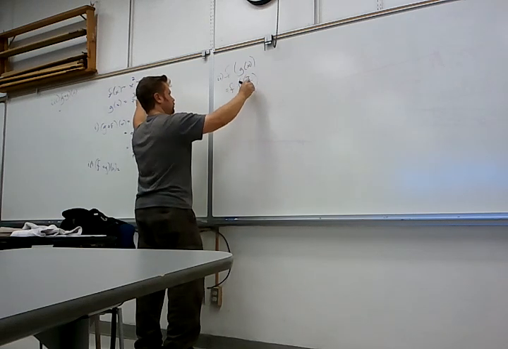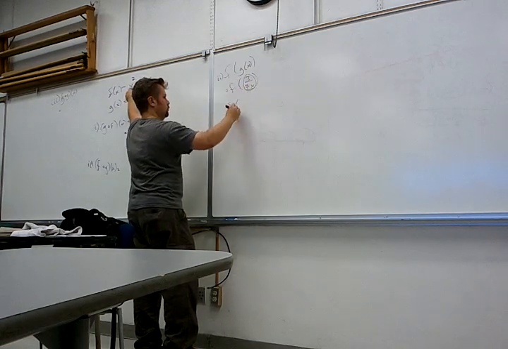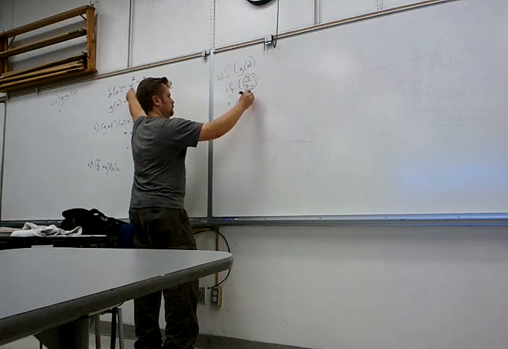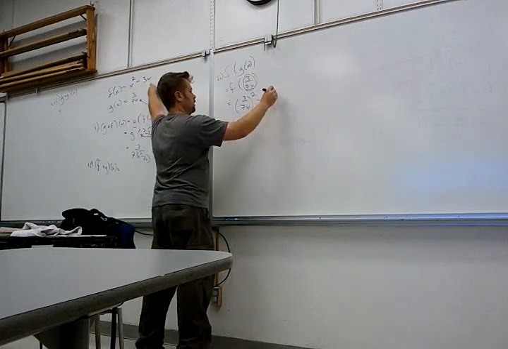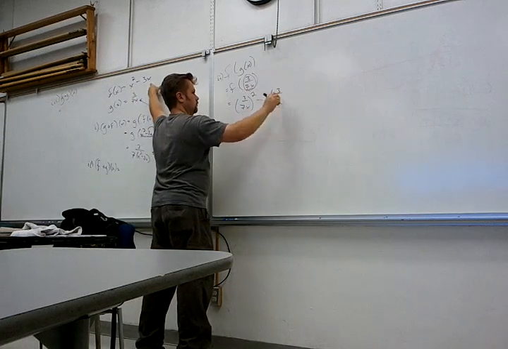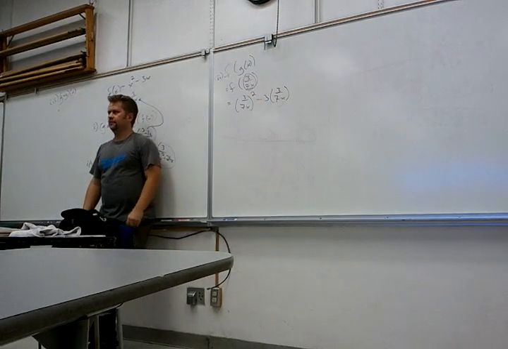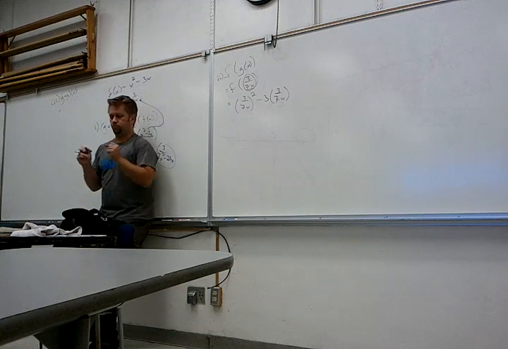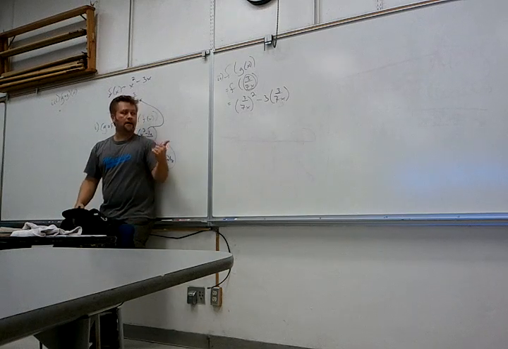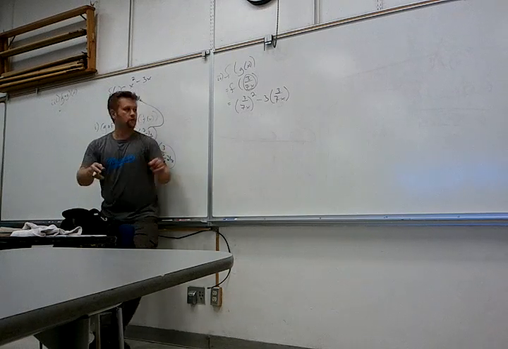What does the f function do to whatever I put in there? It squares it, and then multiplies by 3. Do you see how it's just a brute force thing? First step is no thought, just put it in. Next step, clean it up. So what do you get here?